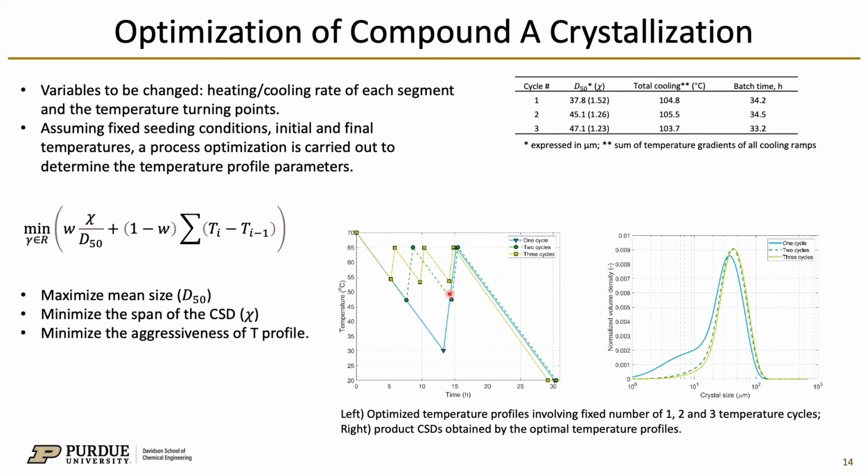As the number of cycles increases, the range of the temperatures of cycling increases too. This also provides a better CSD, crystal size distribution, in alignment with the goal of obtaining large crystals with narrow distribution, as seen in this figure.